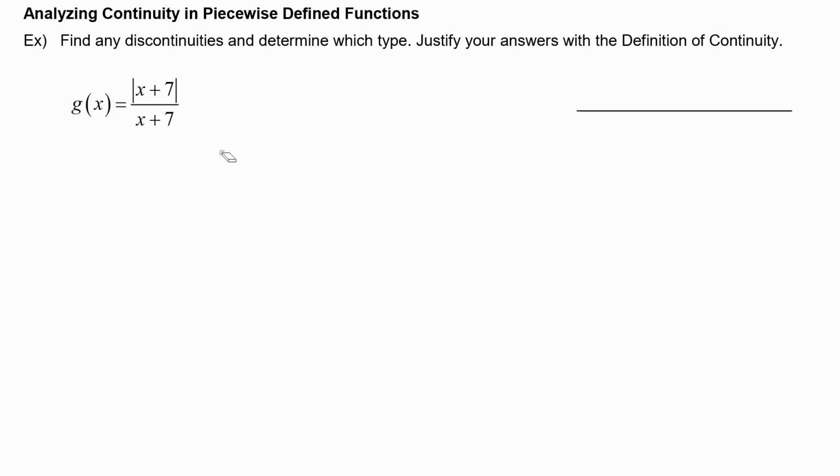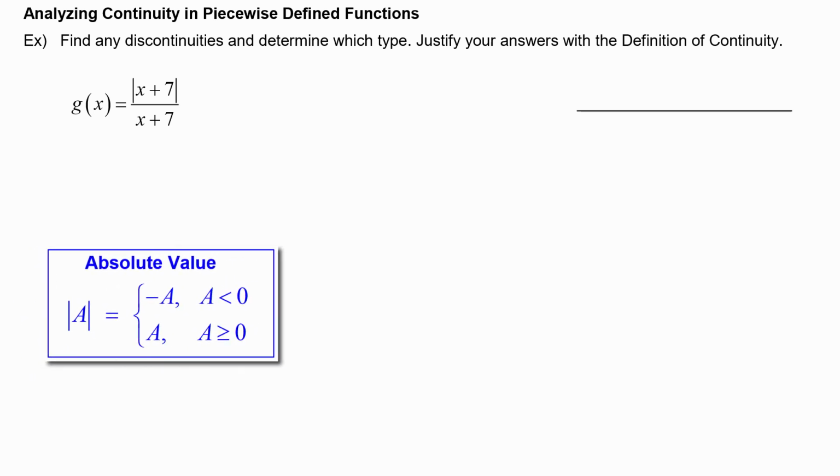We are given that g of x is equal to the absolute value of x plus 7 over x plus 7. Now, a quick reminder that absolute value is a piecewise defined function. So, for example, if we had the absolute value of a, that would be defined in two pieces. It's the opposite of a whenever a is less than 0, and it's a whenever a is greater than or equal to 0.